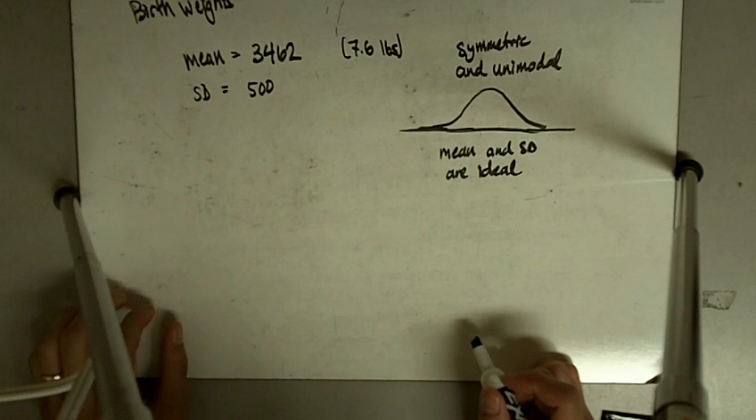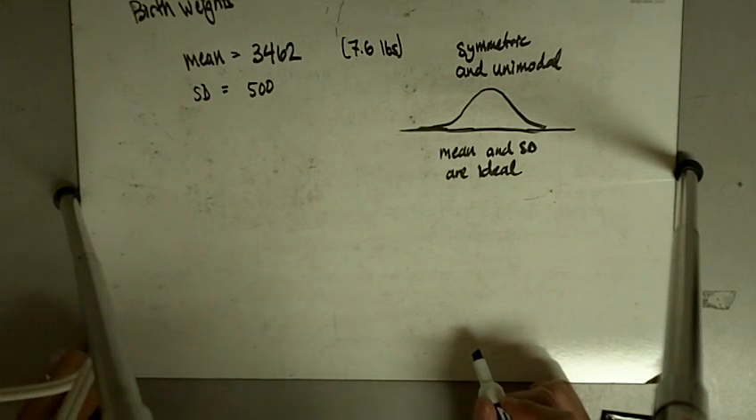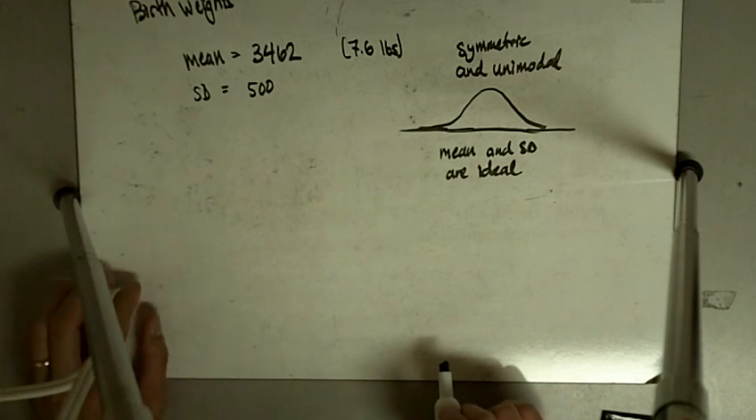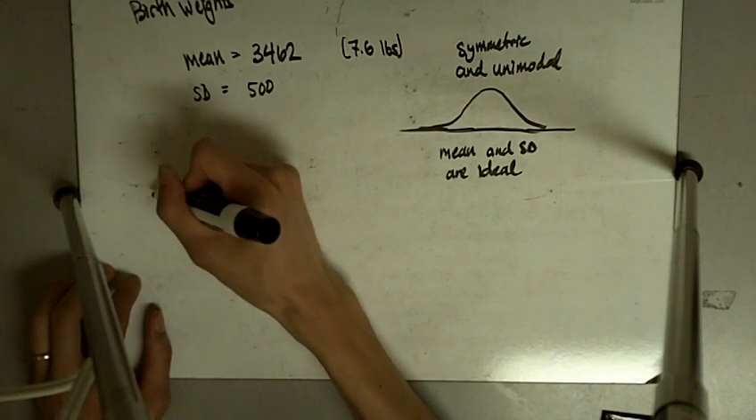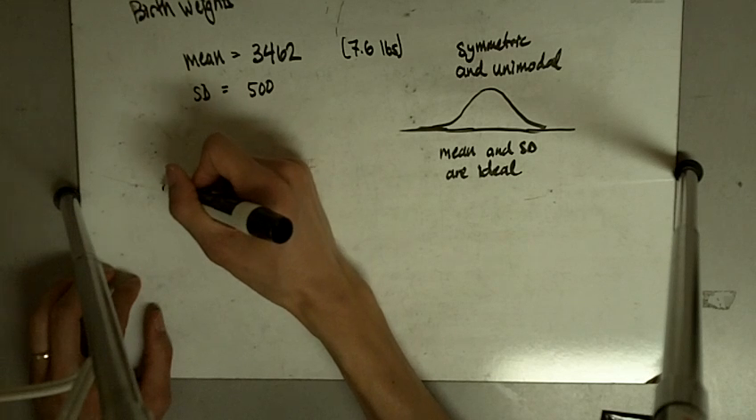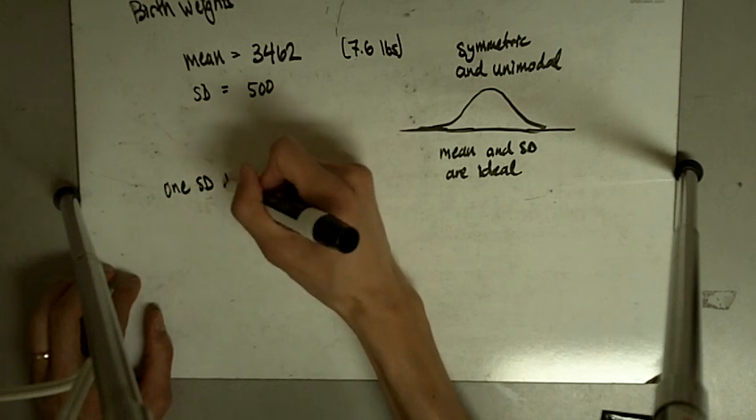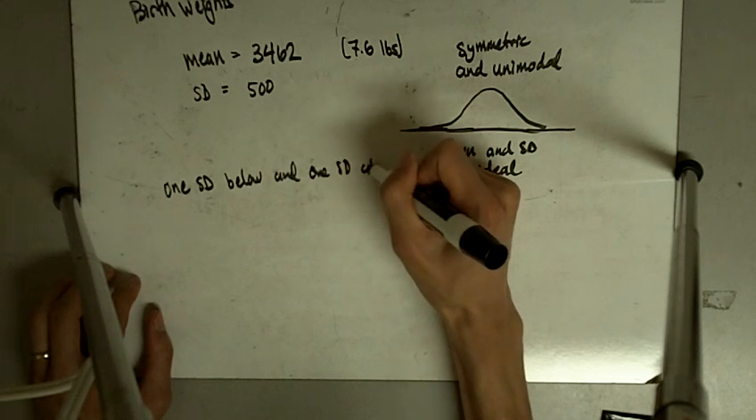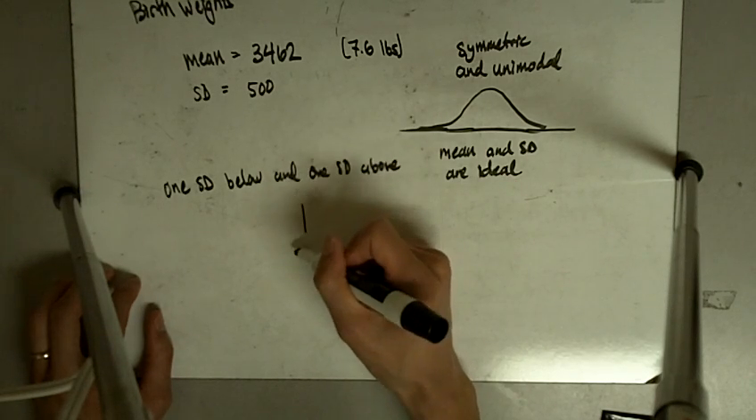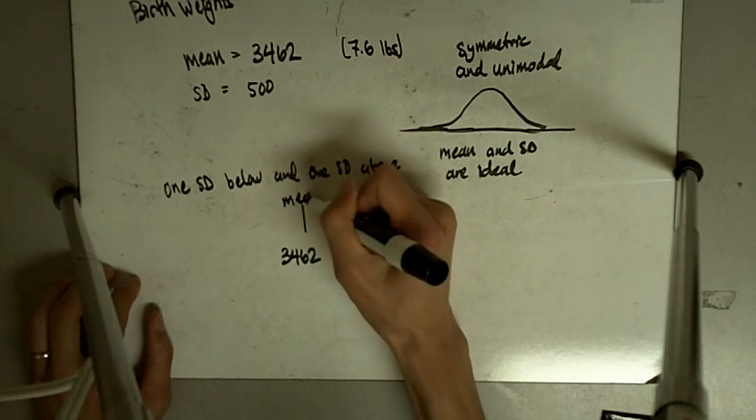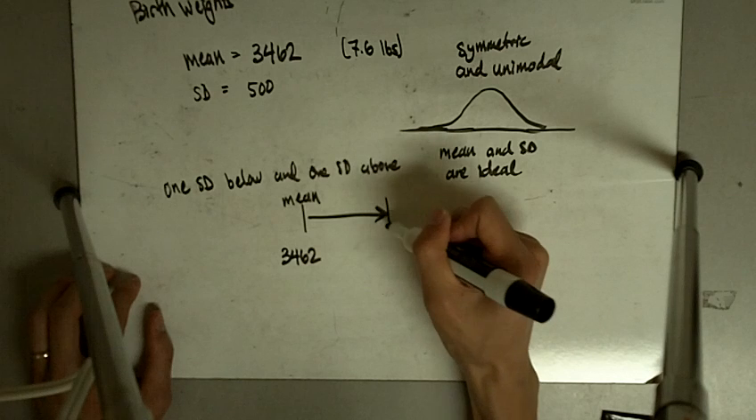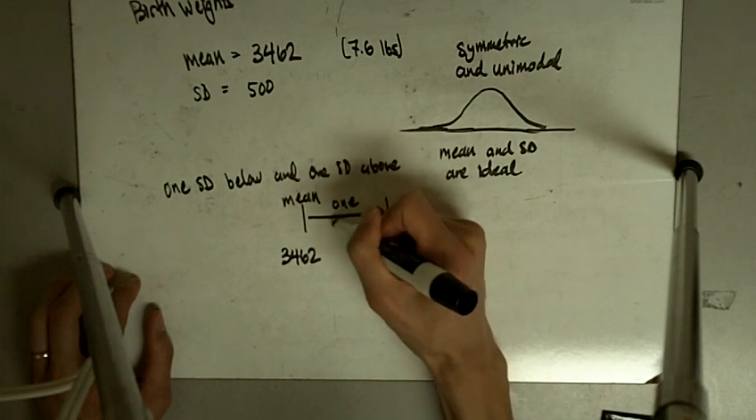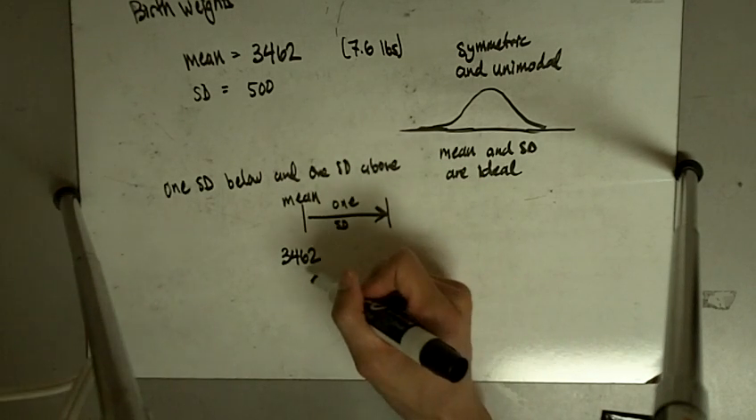Alright, and it says, according to the empirical rule, what is the range of birth weights in grams of US-born children from one standard deviation below the mean to one standard deviation above the mean? So we go one standard deviation below and one standard deviation above. In the middle we have the mean, which is 3,462. And we're going to go out one standard deviation. One standard deviation is 500 grams.